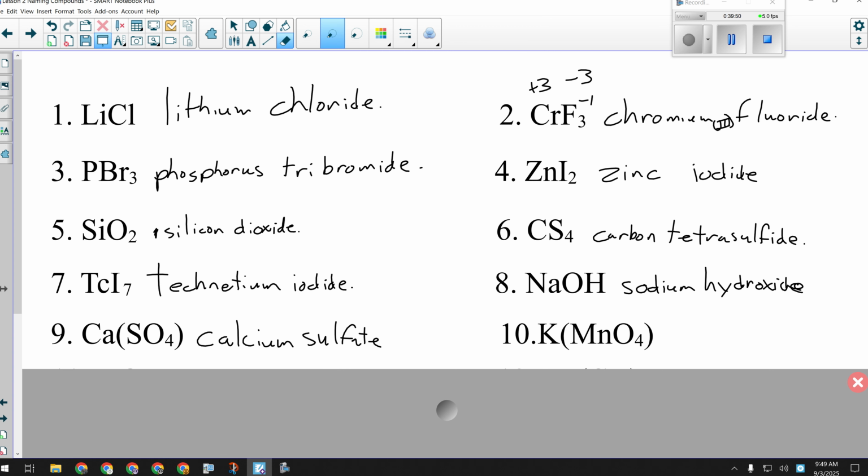All right, number 10. Ionic or molecular? Ionic. It has a polyatomic ion in it. Now, K stands for potassium.